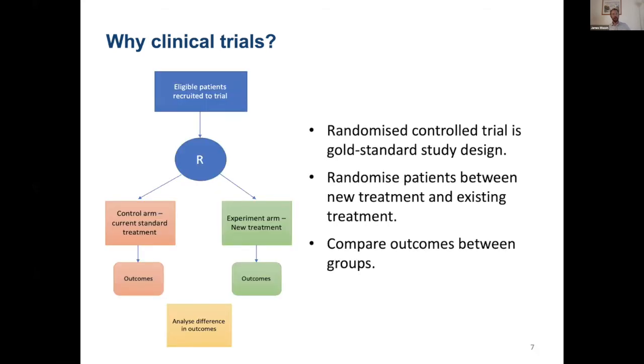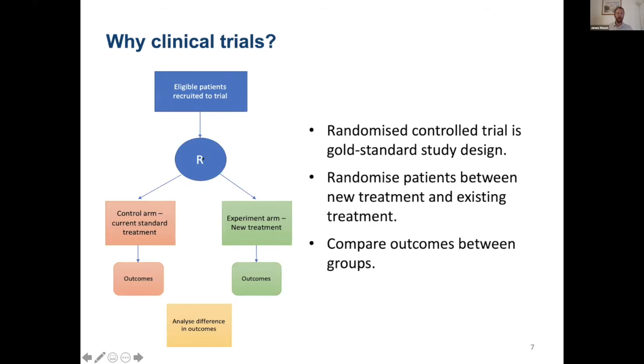So a better, higher quality way of testing a new intervention versus an existing intervention is a randomized controlled trial. And this is what we would call the gold standard study design in terms of giving the highest level of evidence about the safety and effectiveness of a new intervention. And the idea here is that we're randomizing patients. So we're seeing patients who are eligible for the trial. We're making sure they're happy to be recruited to the trial.